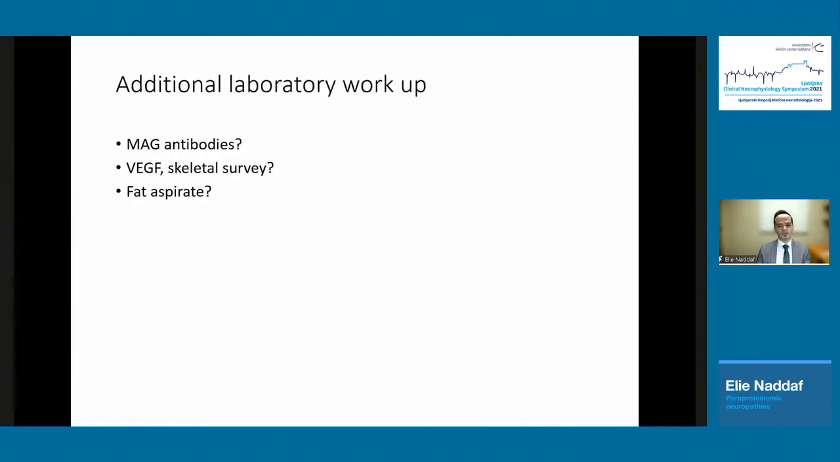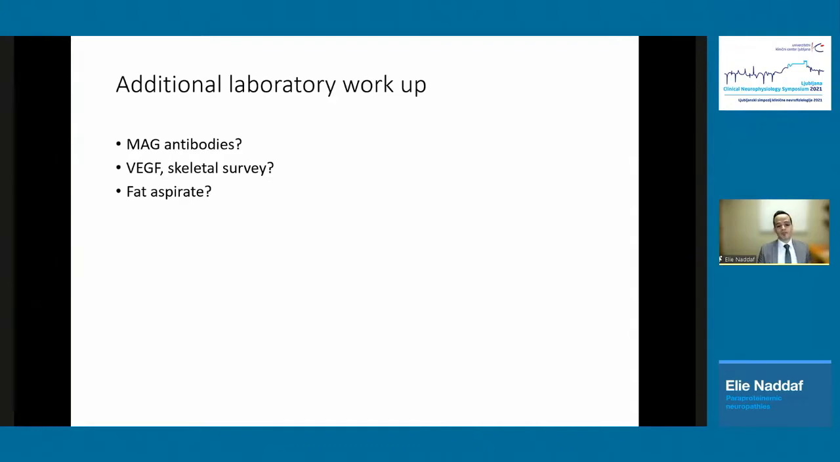So what would you do next? Would you do MAG antibodies? You could. They're only positive in about 50% of patients with IgM neuropathy. They're not associated with any different phenotype or any different response to treatment. They can also be seen in patients with a monoclonal protein without a neuropathy. So it depends on your practice whether you use them or not.